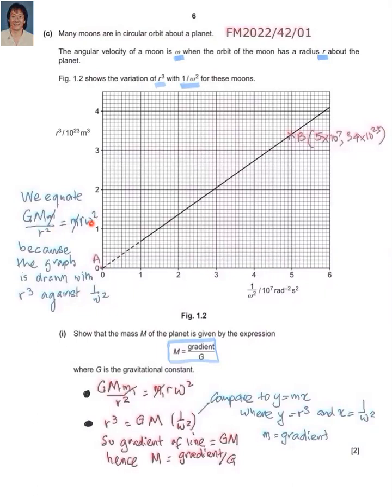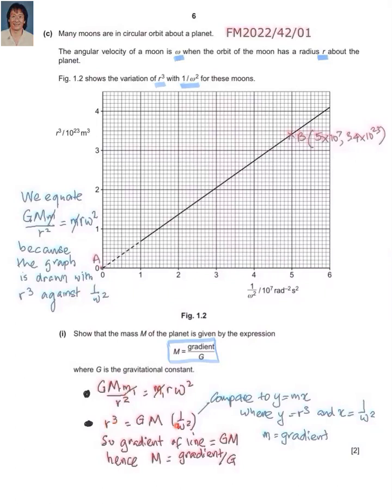So to answer this question, part 1, show that the mass M of the planet is given by the expression M equals the gradient of the line divided by G, this line here, where G is the gravitational constant. So if we equate GMm over r squared to mr omega squared, this is your gravitational force of attraction, this is the centripetal force. You cancel off the m. Therefore, you can simplify to r cubed equals GM times 1 over omega squared.